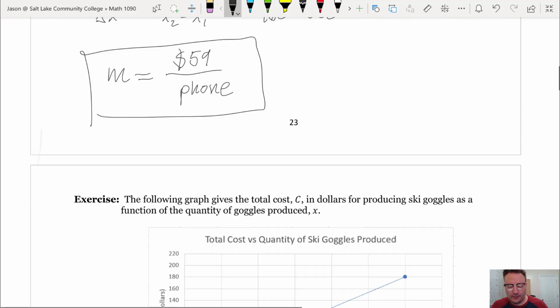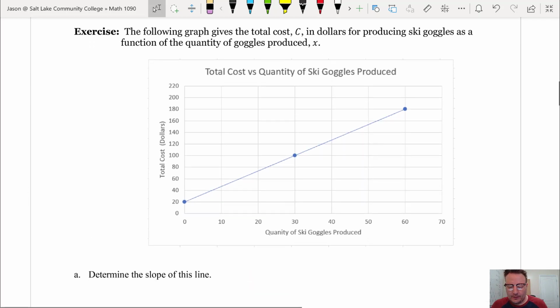Okay, moving on. The following graph gives the total cost C in dollars for producing ski goggles as a function of the quantity of goggles produced, X. So we have a function C, cost, as a function of X, quantity produced. Okay, and we have a graph, and we're asked to determine the slope of the line.